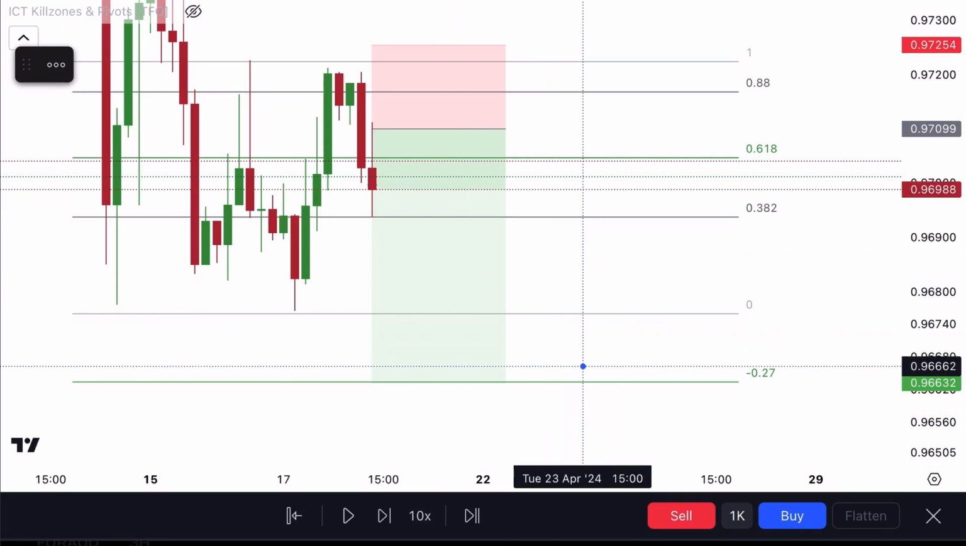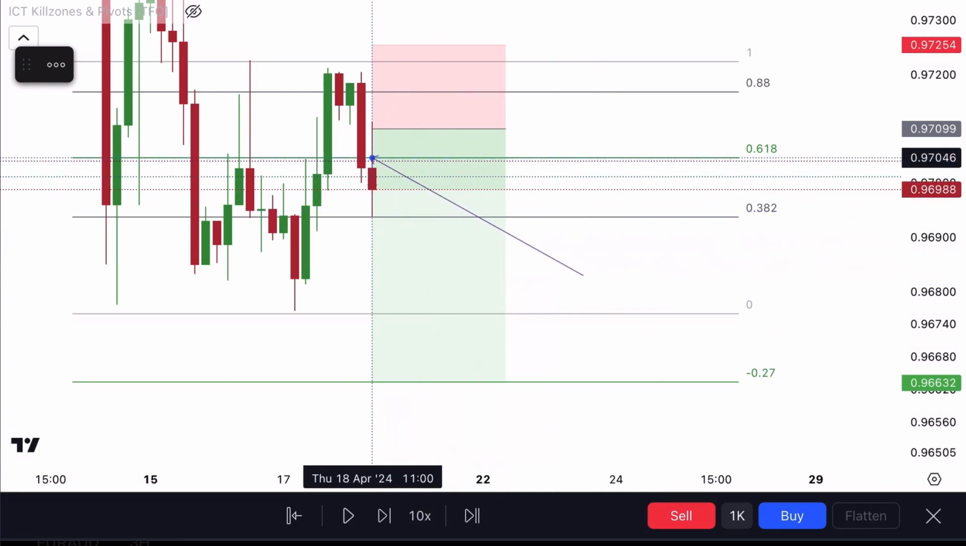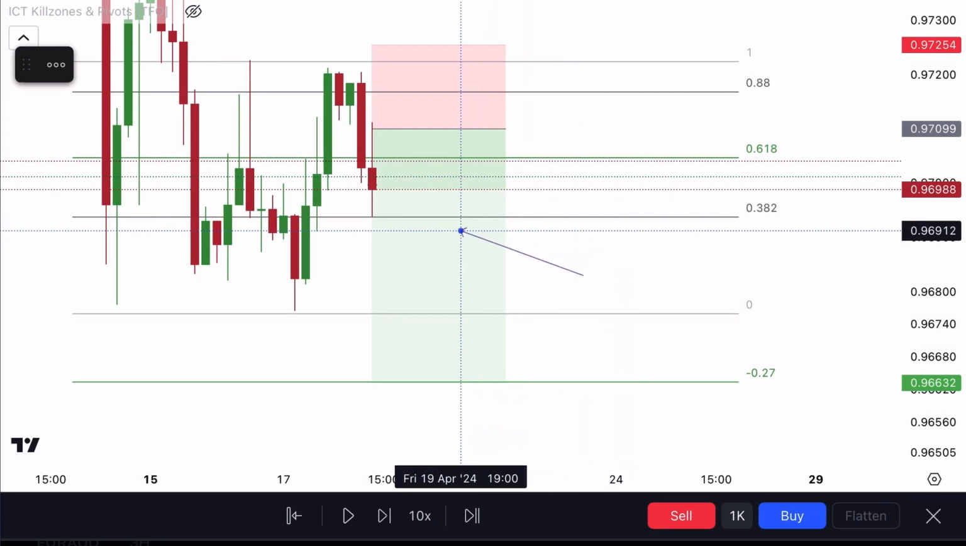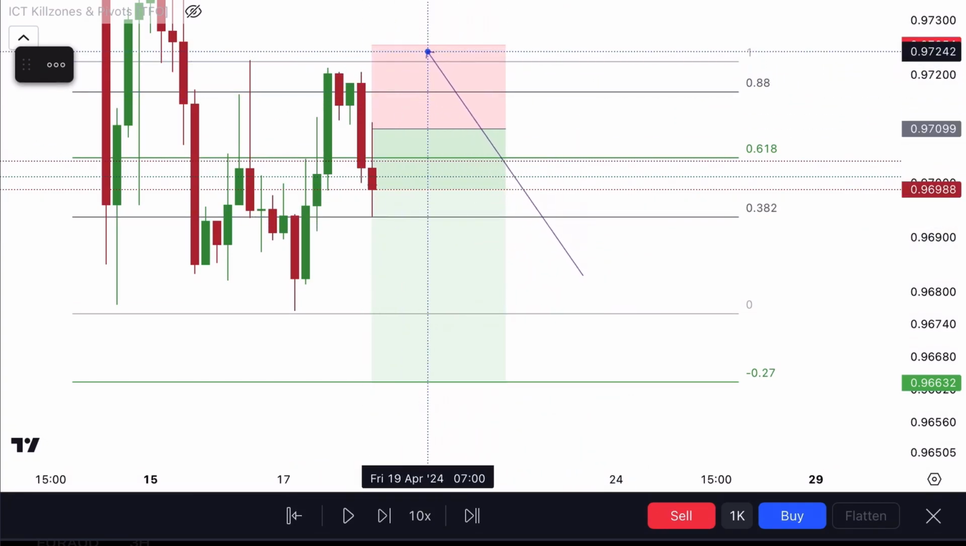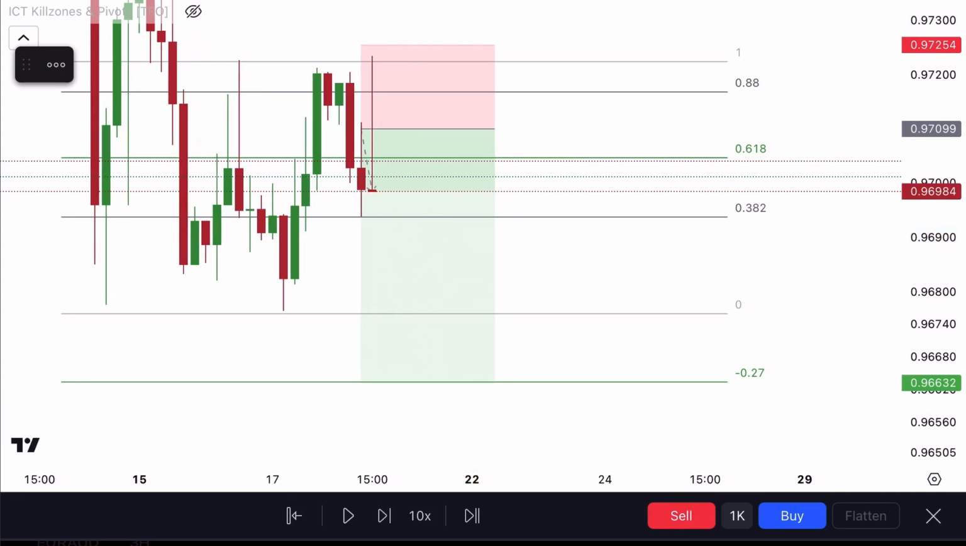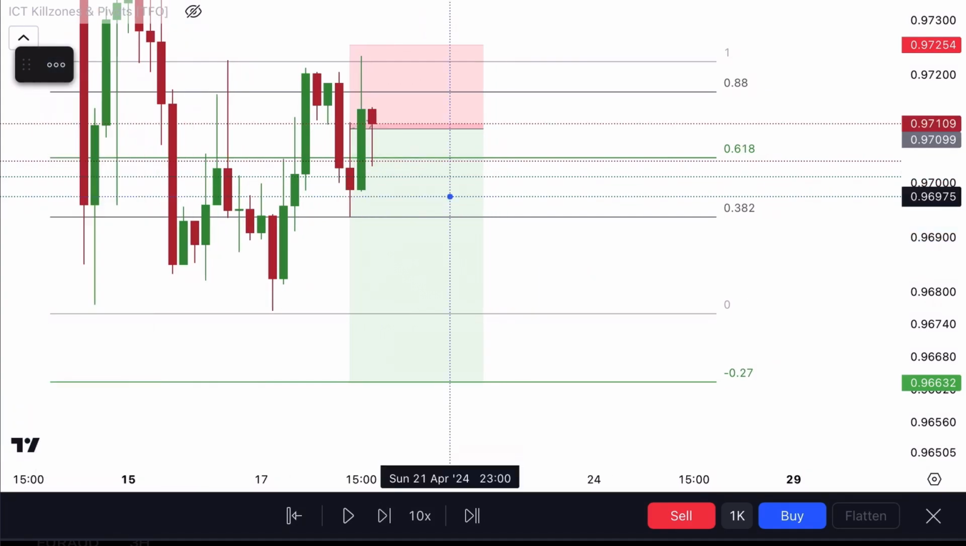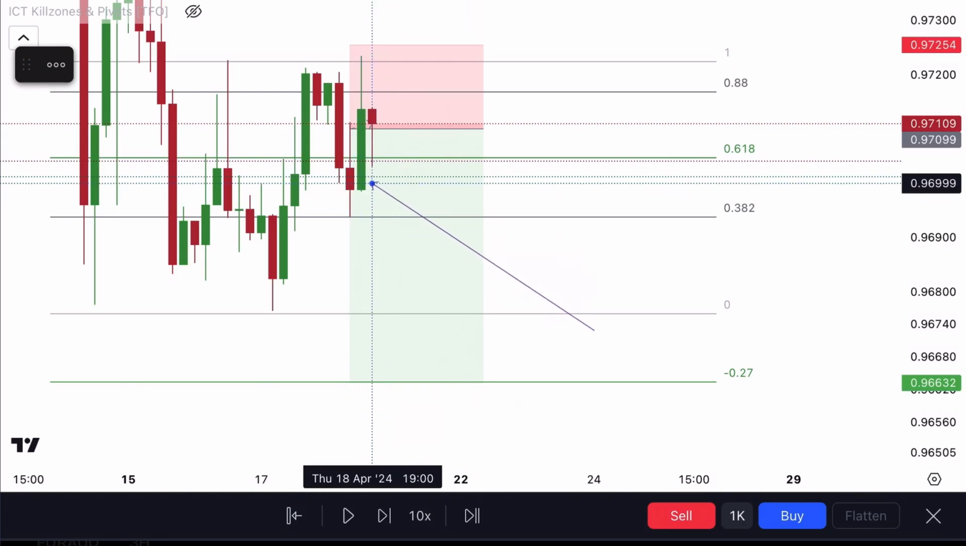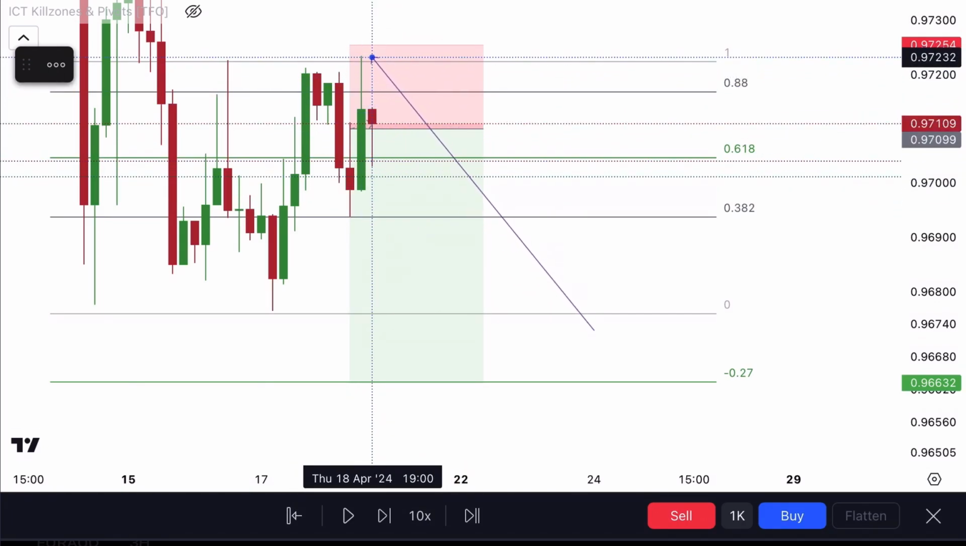Right here you see price came back, hit our entry. So right now we are in the trade and we're waiting for the break of the 38 level to go from stop loss to break even. Boom, boom, boom. As you can see right here, price had this big retracement, almost hitting our TP.